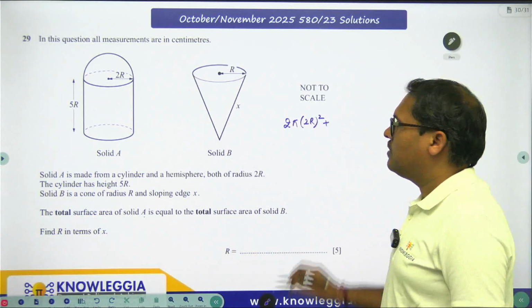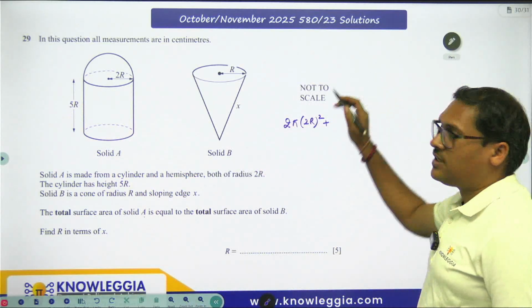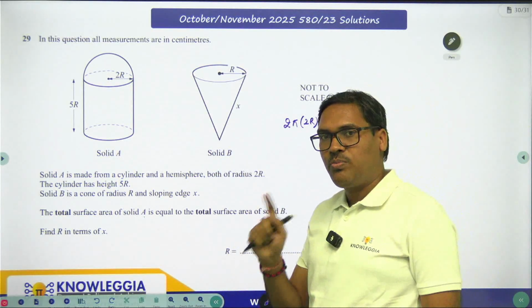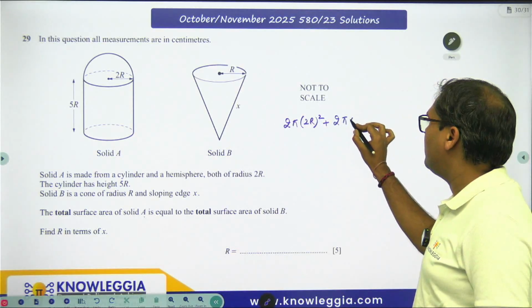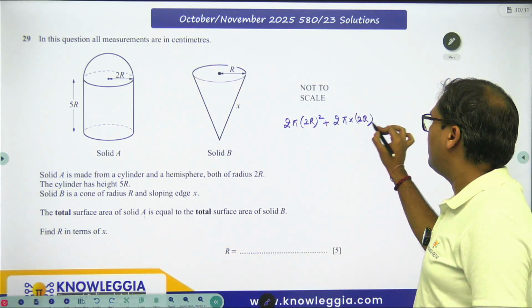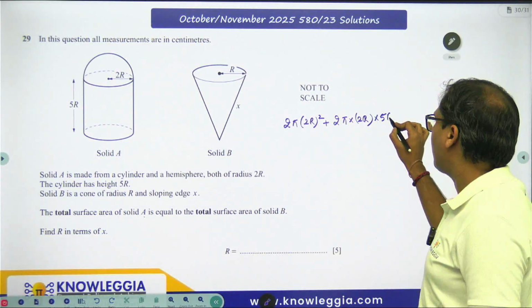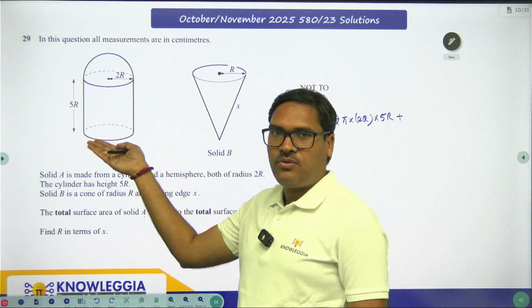Plus, what is the surface area of this? Curved surface area of this. What is the curved surface area of a cylinder? This is 2 pi r h. So this is 2 pi. What is the radius? 2r. And what is the height of the cylinder? Height of the cylinder is 5r. Right? Plus the base. What is the area of the base?